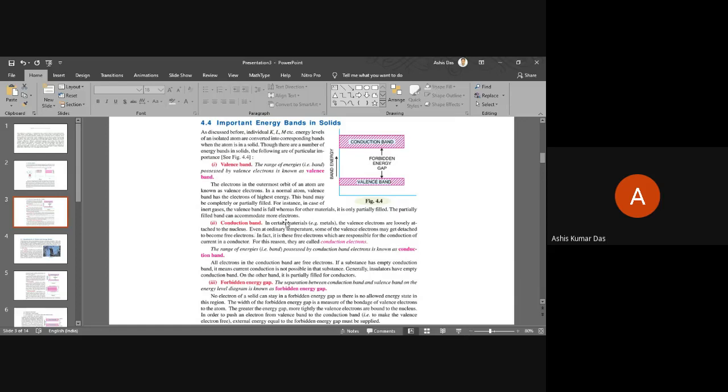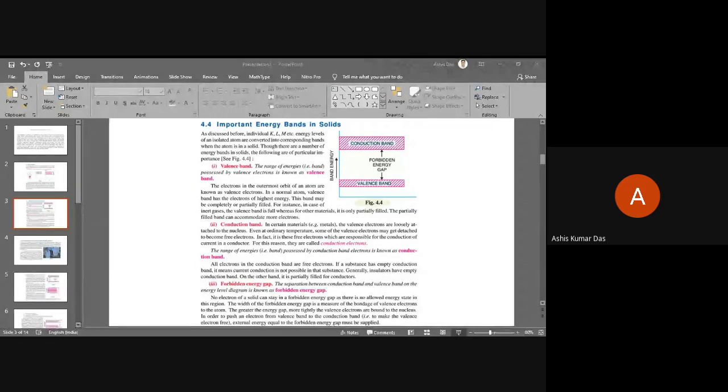Now, this has been written over there: the important energy bands in a solid, and the gap between these two bands is generally called the forbidden energy gap. So what is the forbidden energy gap? If you see the definition there, the separation between the conduction band and the valence band on the energy level diagram is known as the forbidden energy gap.